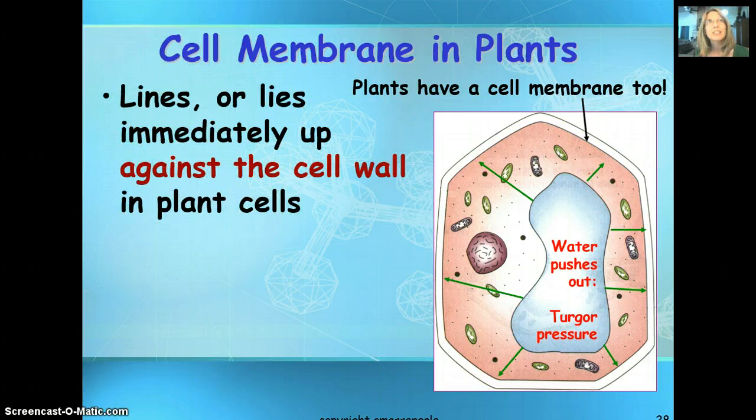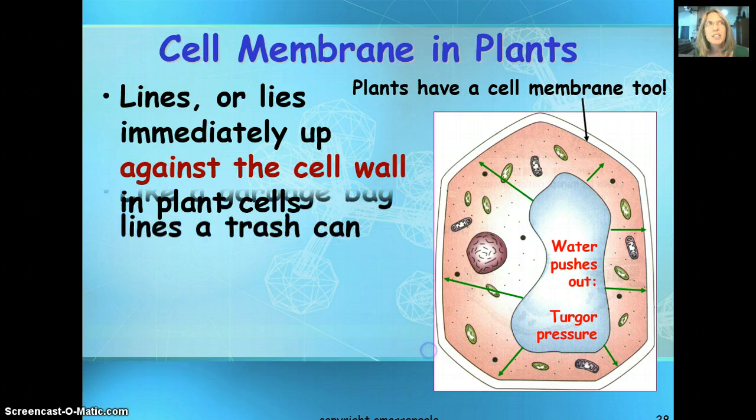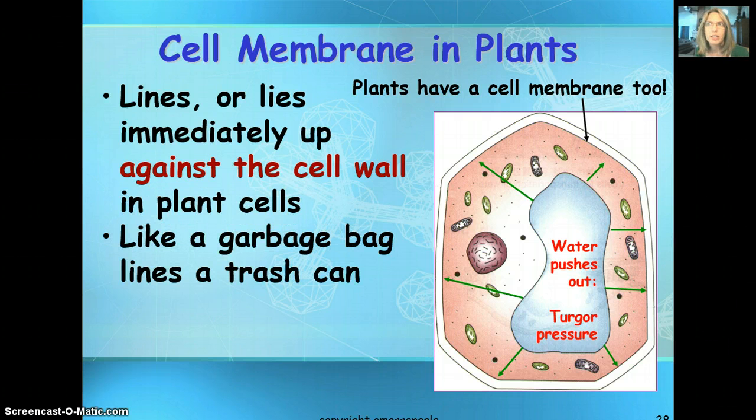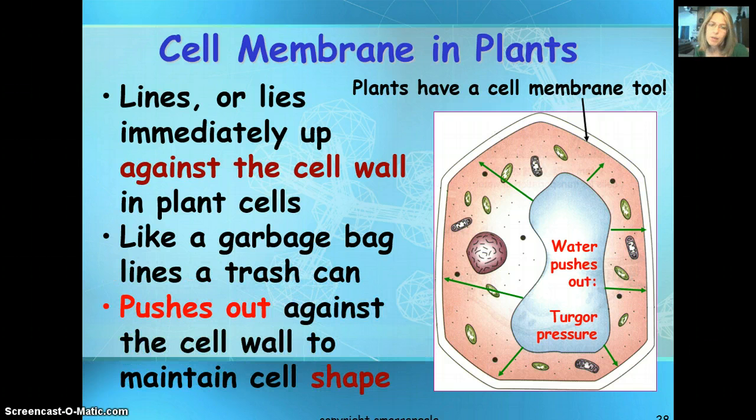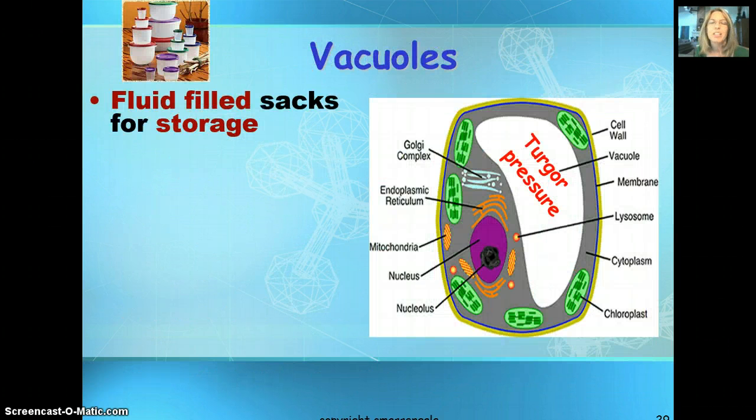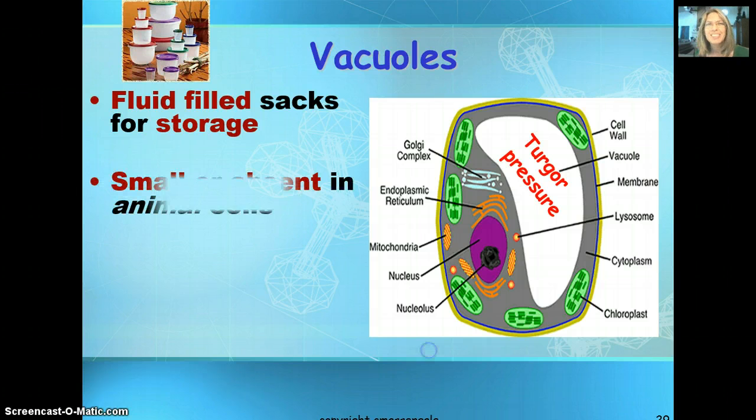The cell membrane is also present in plants. It's just really hard to see in a plant cell because that cell membrane is kind of shoved up against the cell wall. It lines the cell wall kind of like a garbage bag lines the inside of a trash can, and it presses out up against the cell wall to help maintain its shape. This is from turgor pressure. It's water pressure from inside the vacuoles in the cell.